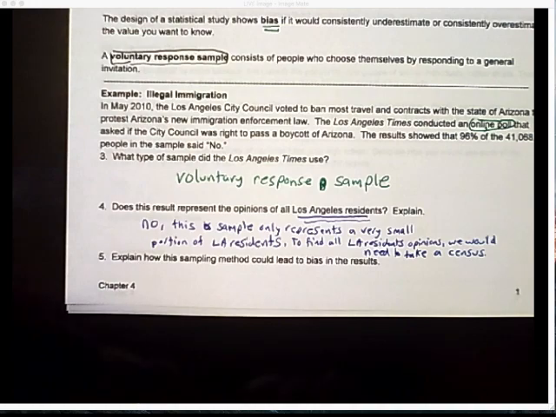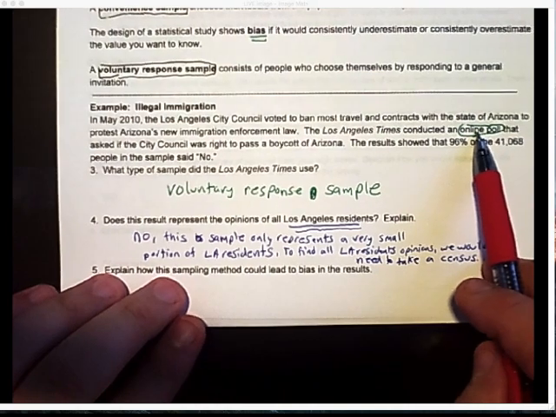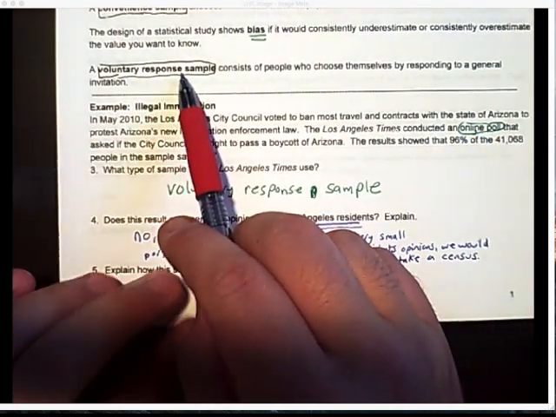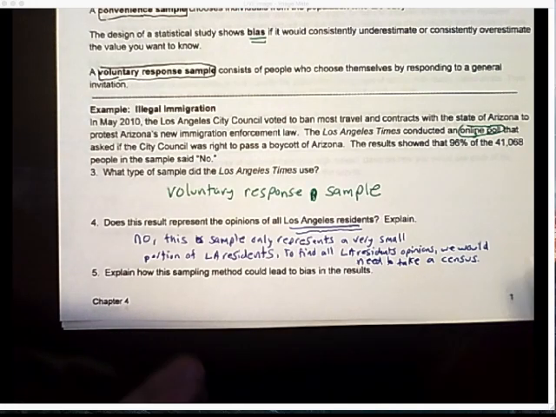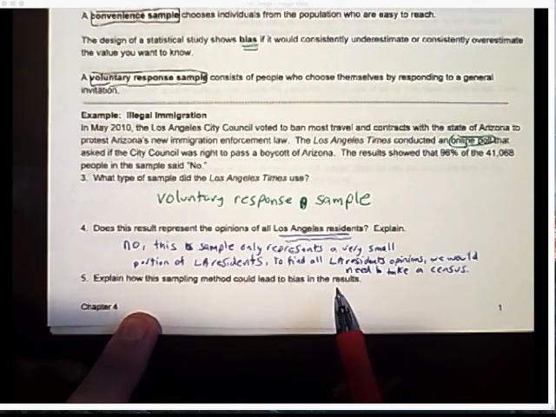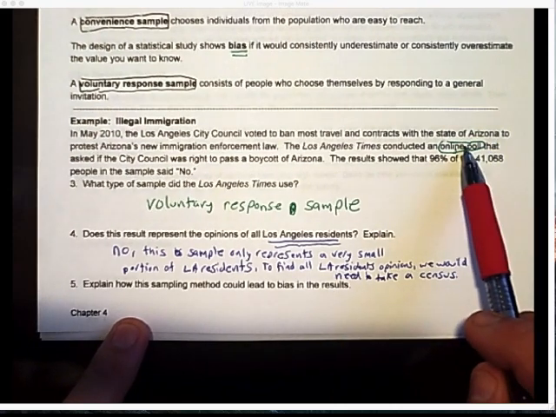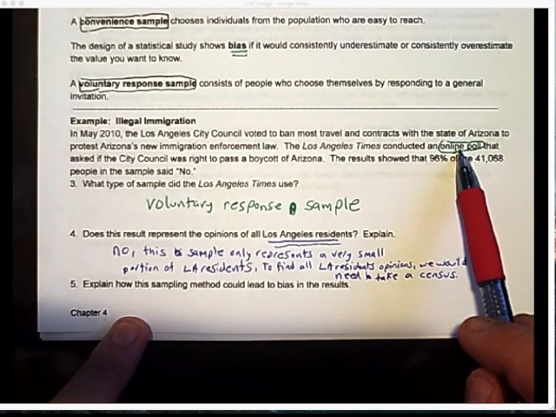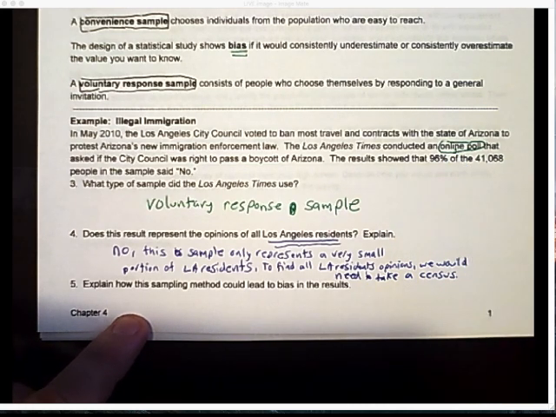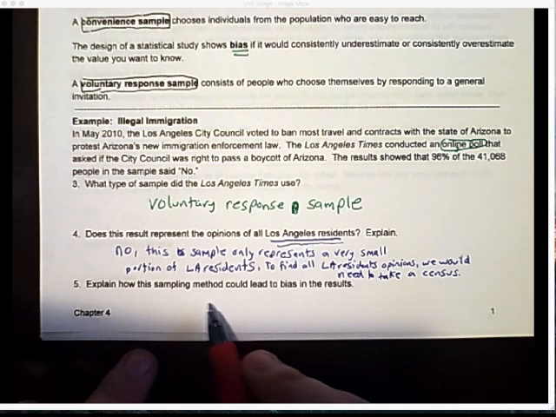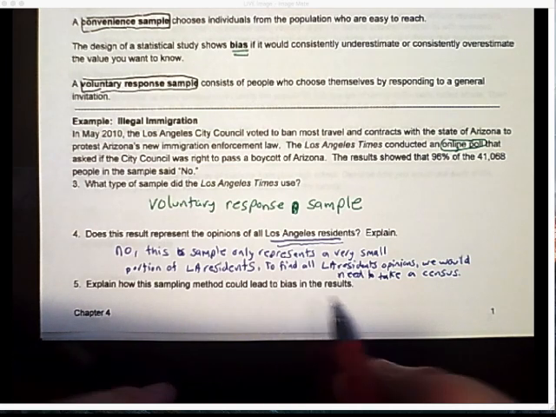Explain how this sampling method could lead to bias in the results. With online polls, with some voluntary response samples, usually the people that respond to those have very strong opinions. So how could it lead to bias? Well, first off, to participate in this poll, you have to have online access. Maybe some people don't have online access.